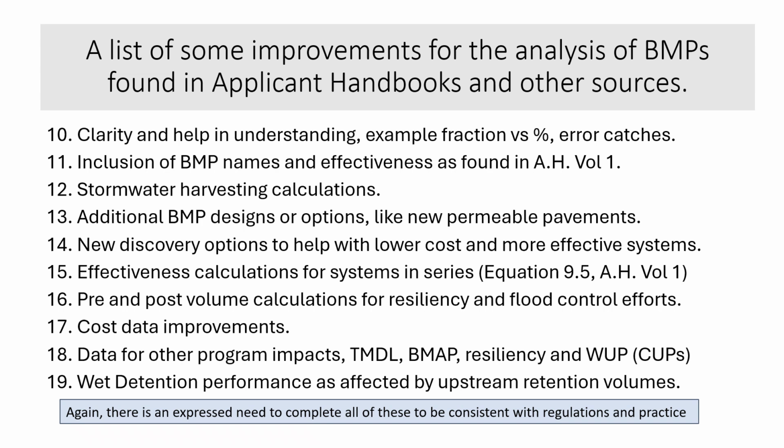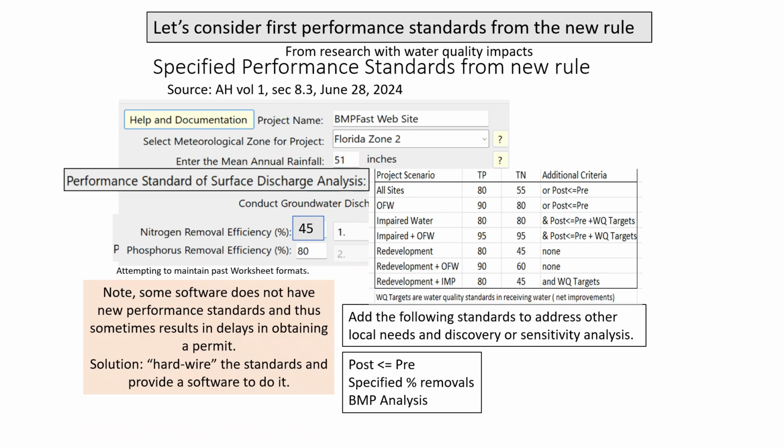Improvements to our cost data are essential for better decision-making, as is collecting data on how these programs impact other regulatory initiatives, such as TMDLs, BMAPs, and water use permits. Finally, a more nuanced understanding of wet detention performance is needed, particularly how it's affected by upstream retention volumes. Overall, it's vital to address all these improvements to ensure our practices and analyses remain fully consistent with current regulations and best practices. Let's consider the performance standards established by the new rule.